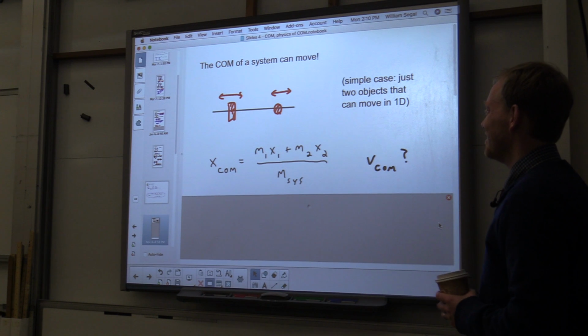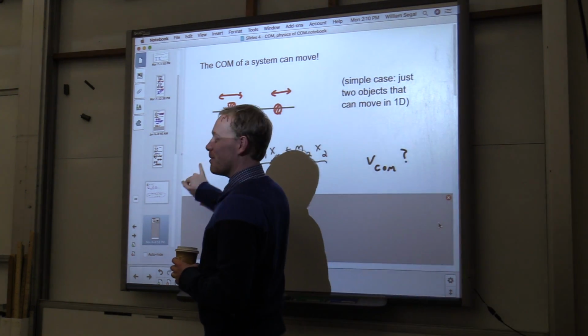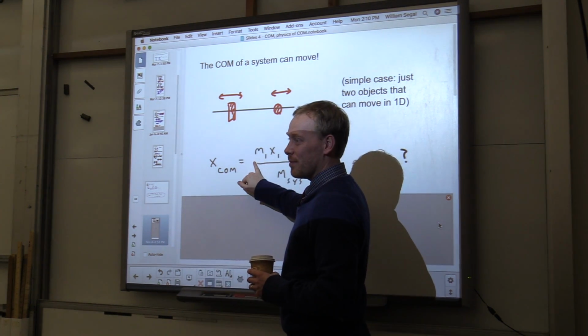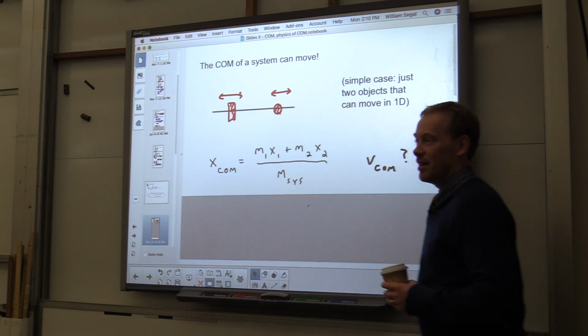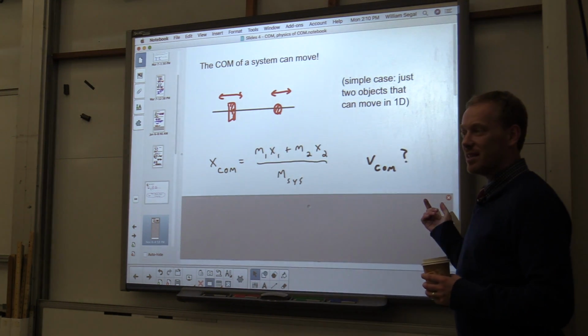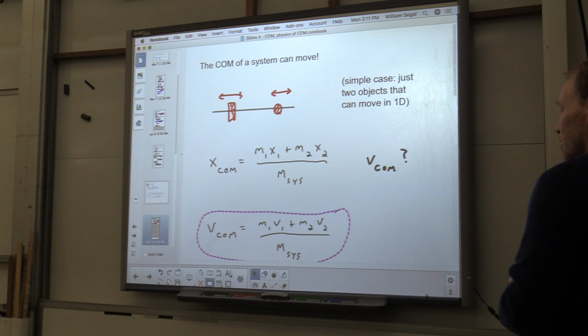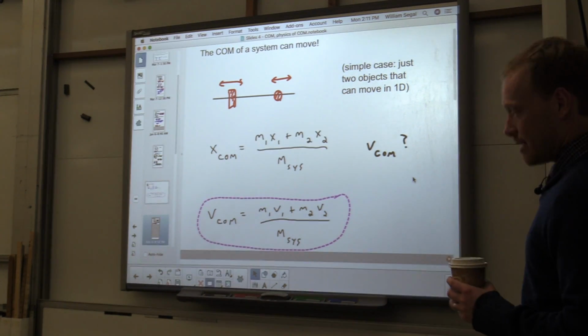What do you mean? Should we do it? So the velocity of the center of mass, what would happen to the m's if you took the derivative with respect to time? Nothing? They're just constants. What would happen to the x's? And what is a dx dt? It's a velocity. It's a v. That's right. The velocity of the center of mass is a weighted average of the velocities in a system.